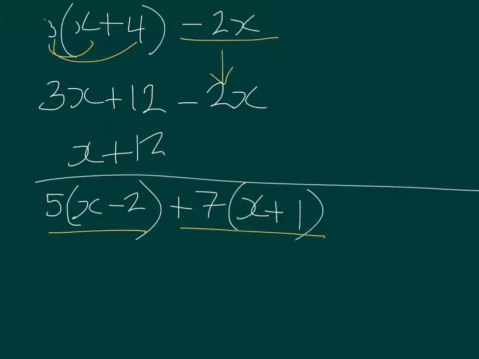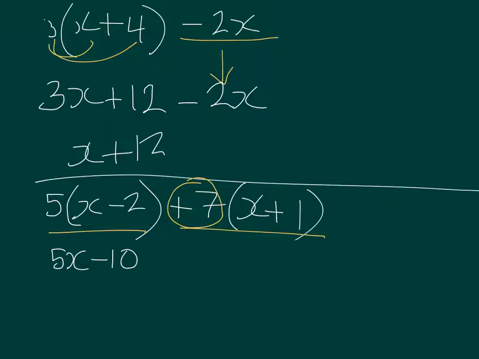So if we do the first bracket, we get 5 times x is 5x, and then 5 times negative 2 is negative 10. So now we've expanded the first bracket. Now we deal with the second bracket. And remember, we've got to use the whole of that. So if that was a minus 7, we have to make sure it's minus 7. But here it's positive 7. So we use the positive 7 to multiply everything in this bracket x plus 1.